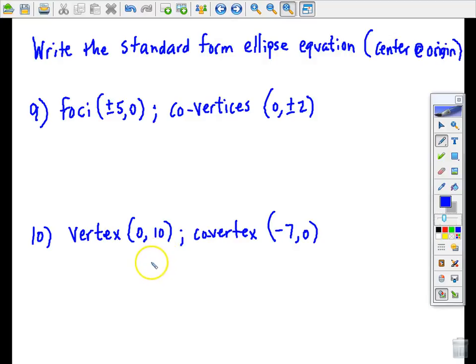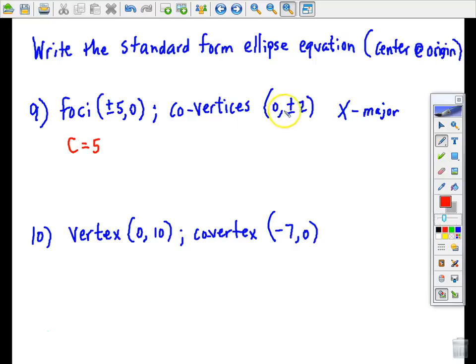All right, now we move to writing the equations for ellipses. And all of these are centered at the origin, so that makes it pretty nice. What do we know? Well, we know that the foci are on the x-axis, so that tells me that x is the major axis. All right? So by knowing the foci, it's 5 units from the center to a focal point. So I'm just going to write variables. That tells me that c is the distance from the center to a focal point, and that distance in this case is 5.